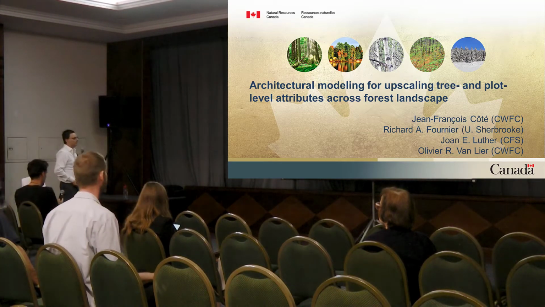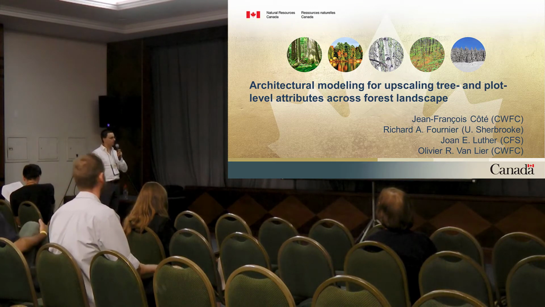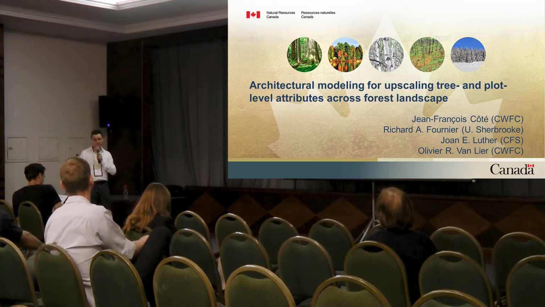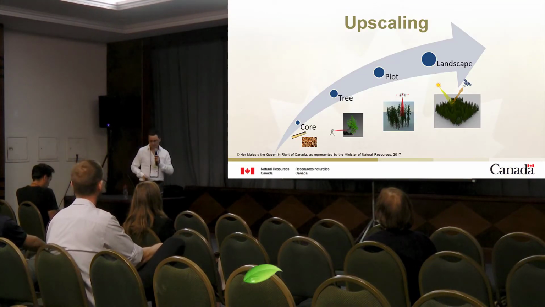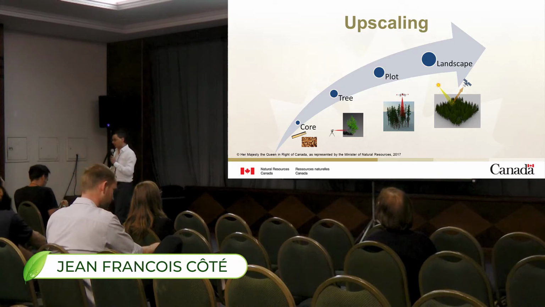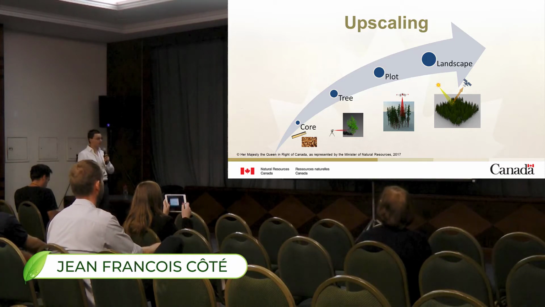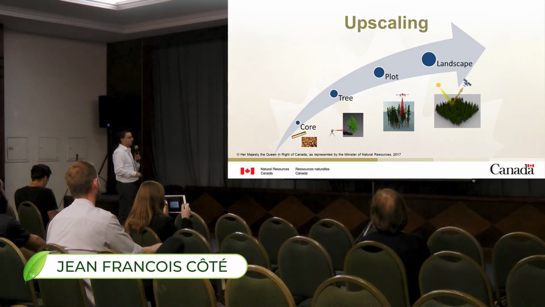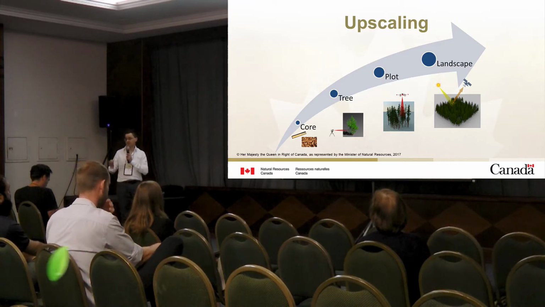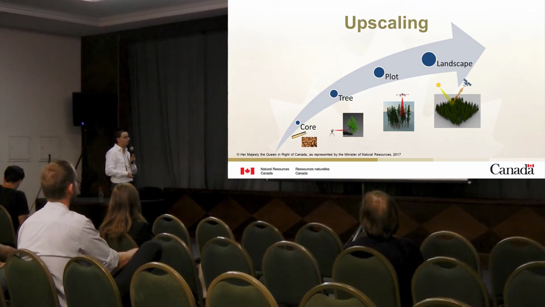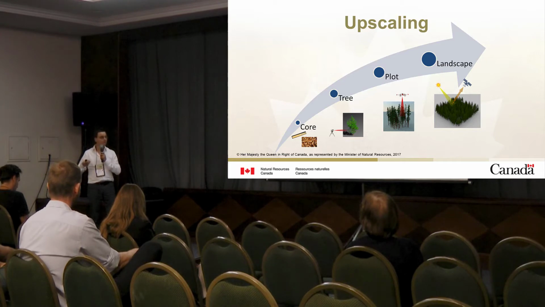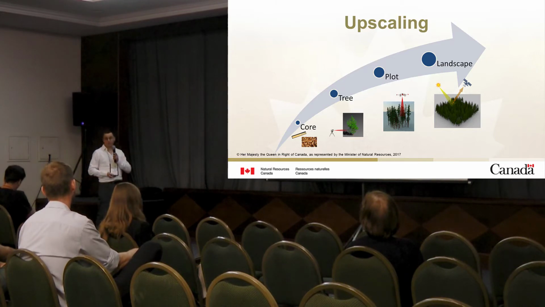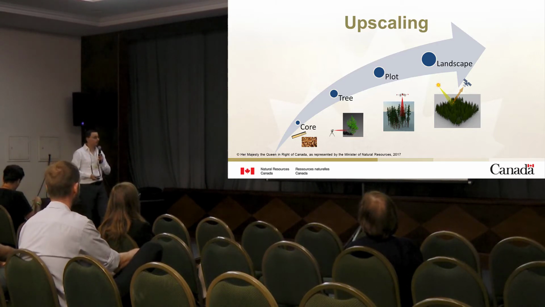Good morning. My name is Jean-François Côté, and we'll talk about architectural modeling for upscaling tree and plant level attributes across forest landscapes. In this presentation, we'll see how an architectural model, carefully calibrated for some environment, can help you upscale models developed at different spatial scales. For instance, the relationship between core attributes and tree structure, and how to upscale this structure to plot level and the landscape level. Our primary instrument is the TLS.